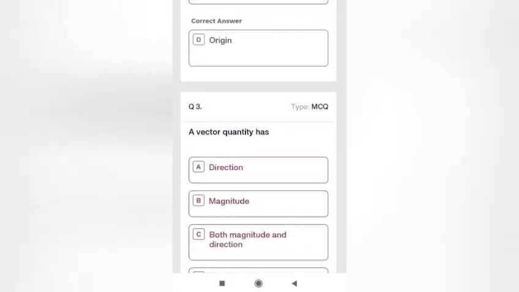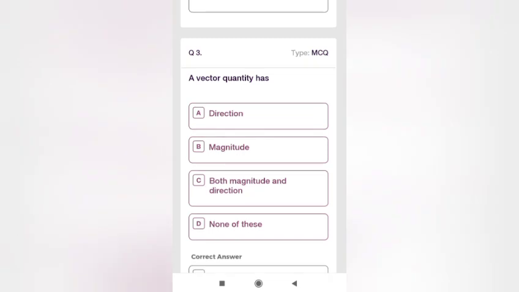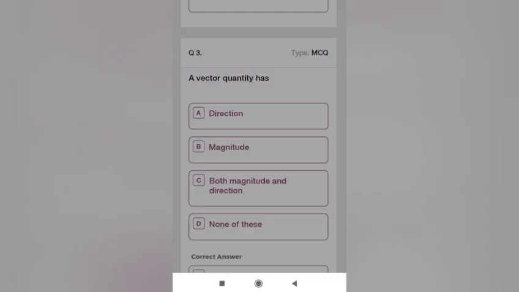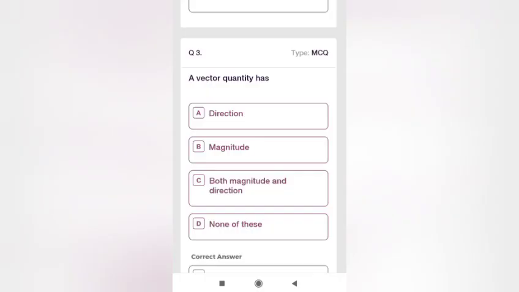A vector quantity has option A, direction, option B, magnitude, option C, both magnitude and direction. So here the vector quantity has both magnitude and direction. That will be the correct answer. Option C is the correct answer.